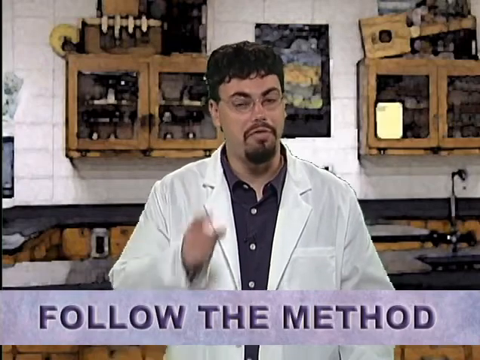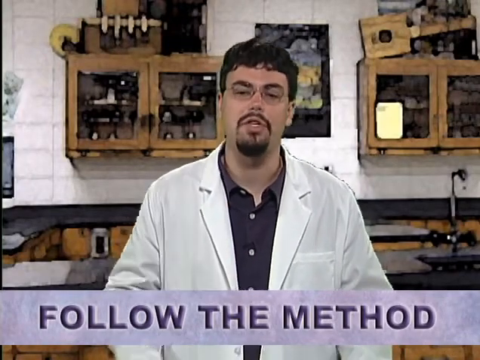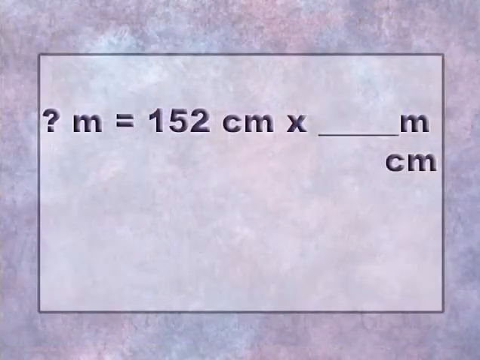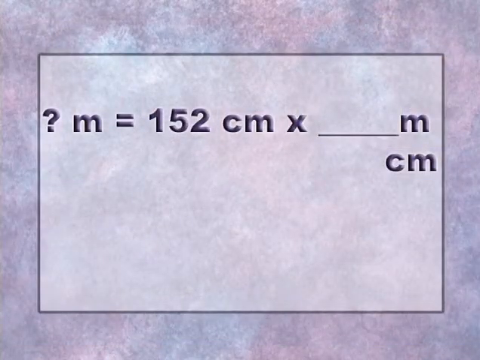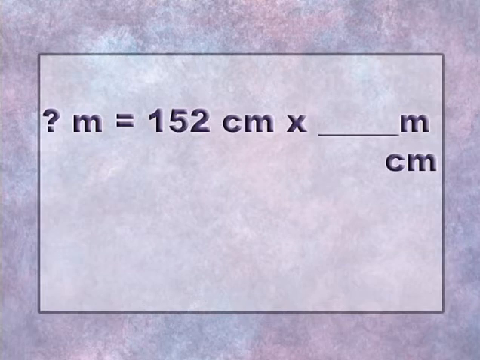Well, if you've followed the method and set up the problem correctly, the units will tell you what to do. Starting with the problem stated in the correct form, how many meters equals 152 centimeters, we will multiply by a conversion factor. We use our units to set up the conversion factor. Since we want centimeters to cancel out, we put centimeters on the bottom of the conversion factor. That makes meters go on the top.